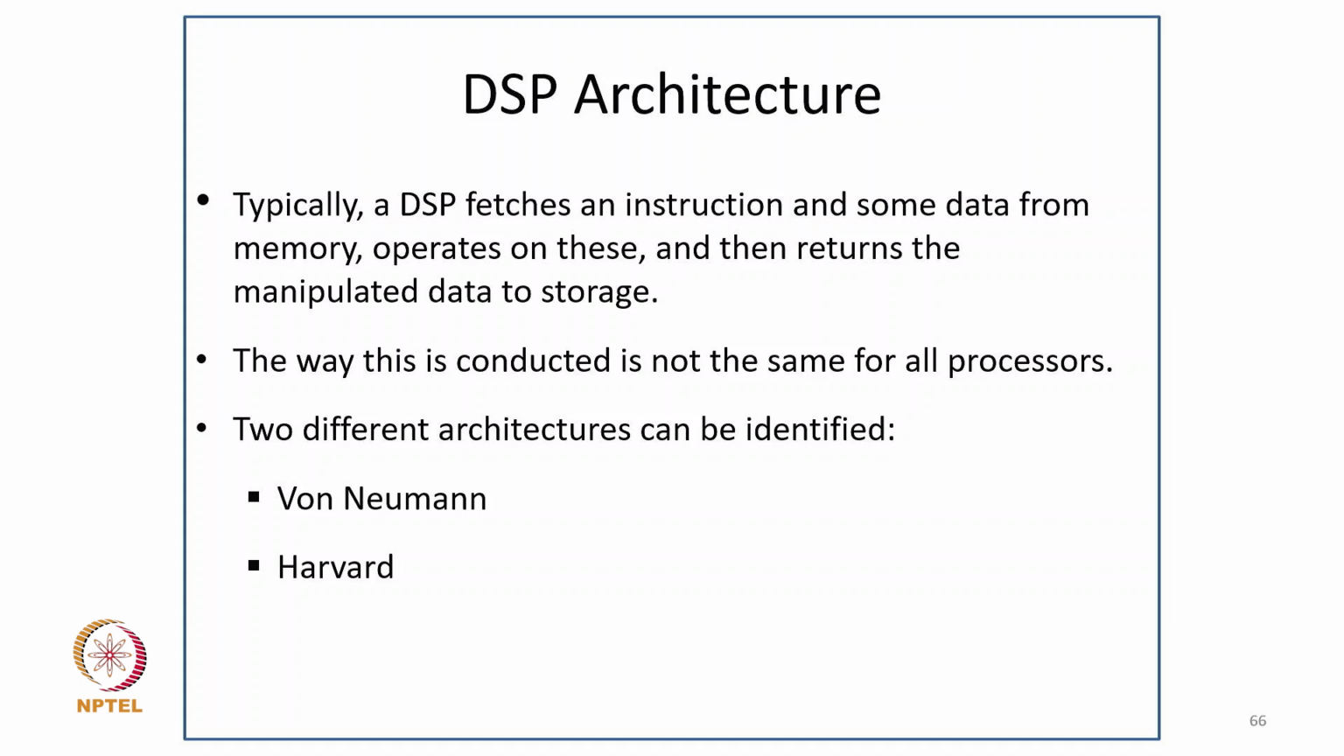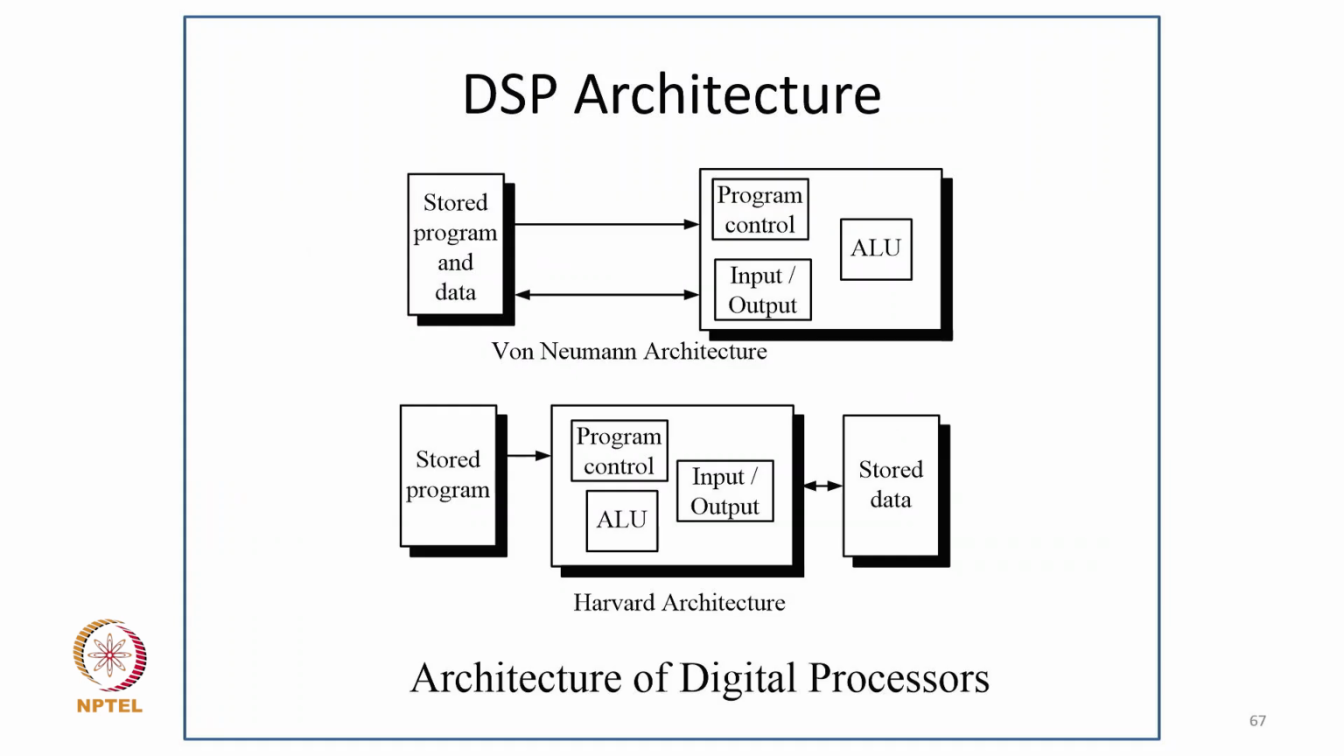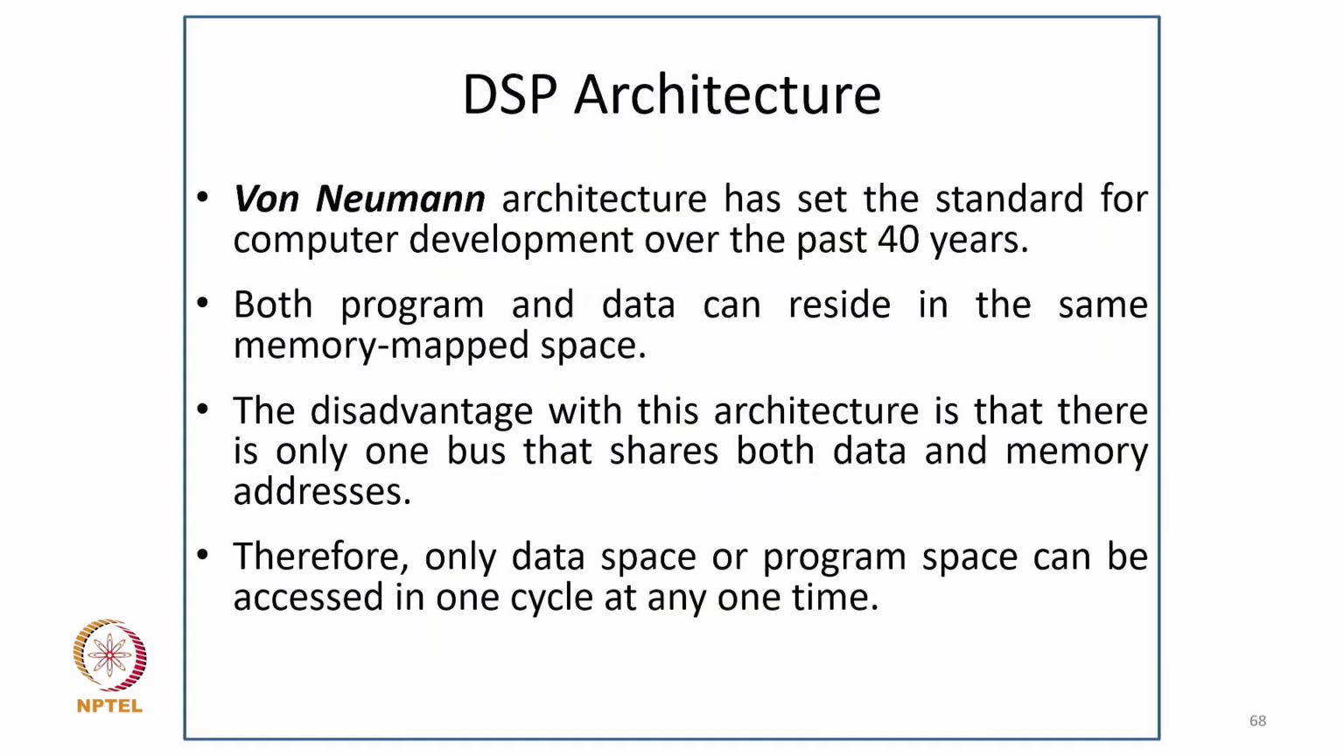The way this is conducted is not the same for all processors. Two different architectures can be identified: von Neumann and Harvard. A typical example is given here. In the von Neumann architecture there is a stored program and data, program control, ALU and input, and in the case of the Harvard architecture there is a stored program and program output in the ALU, with the stored data on a separate side. The architectures of these are shown, the architecture of the digital processor.